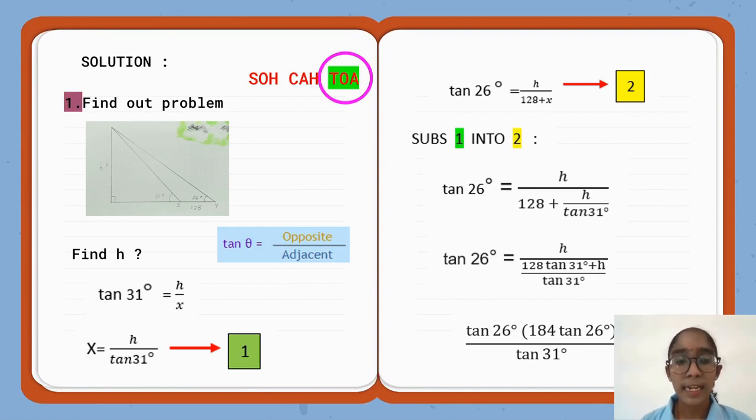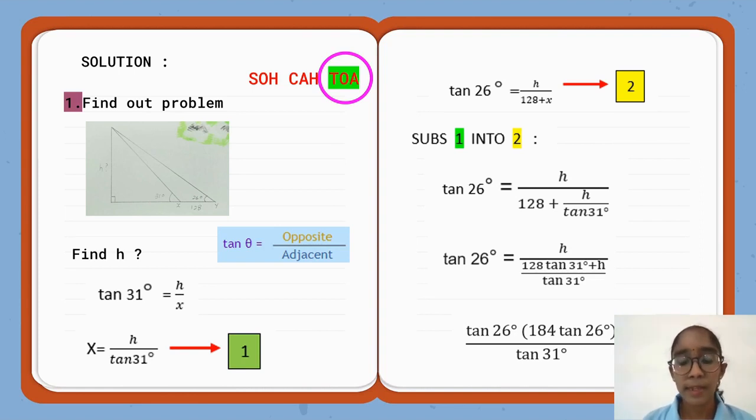So to calculate the tangent of 31, it is h over x. So x equals h over tan 31. That is equation 1. Next, for 26 degrees, tan 26 equals h over (128 plus x), which is equation number 2. So we are going to substitute equation 1 into 2. So tan 26 degrees equals h over (128 plus h over tan 31).